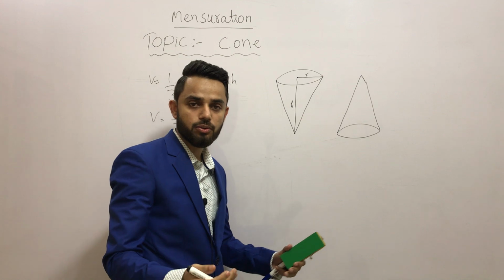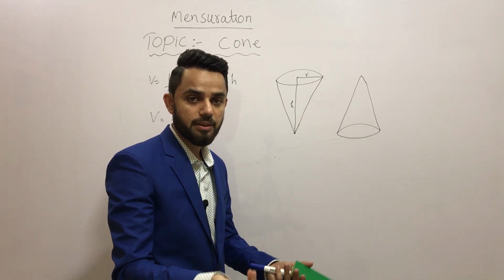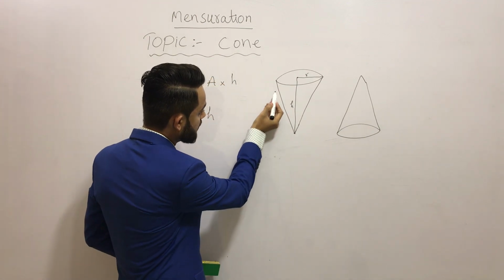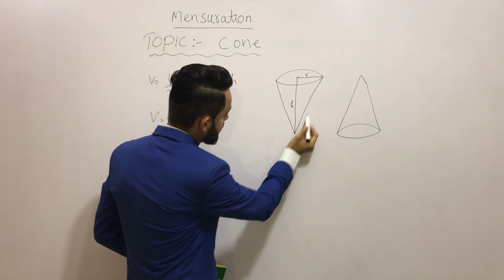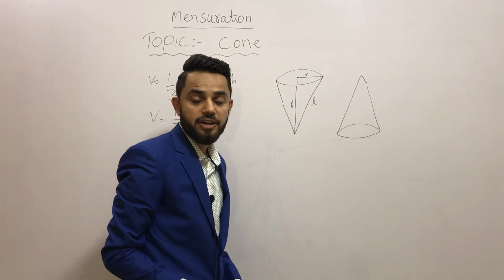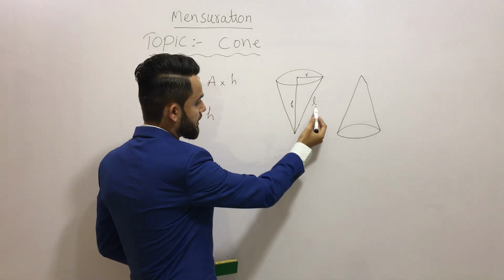Vertex is basically where two lines meet at one point and form an angle. The point where they meet is called your vertex. And how about these lengths? What do we call them? These are called the slant height of a cone, and we represent them with L.